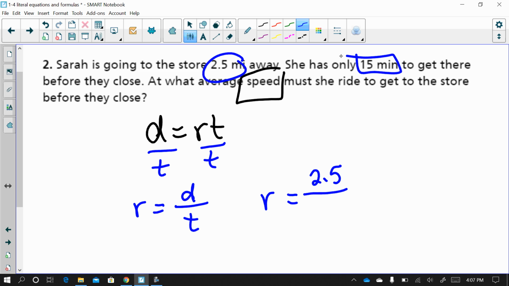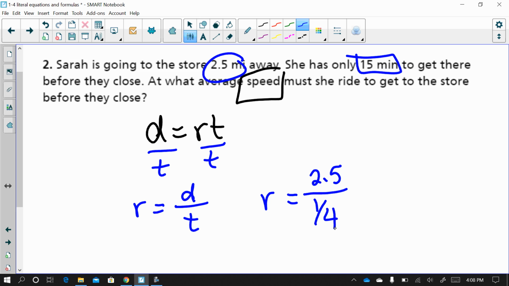Now, when I think about speed, I always think miles per hour. I don't think miles per minute. So I need to convert this minutes to hours. So think about a clock. 15 minutes is a quarter of an hour. Okay, so this 15 I'm going to replace with 1/4.